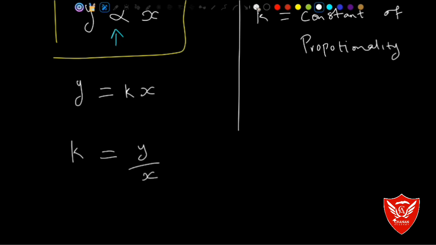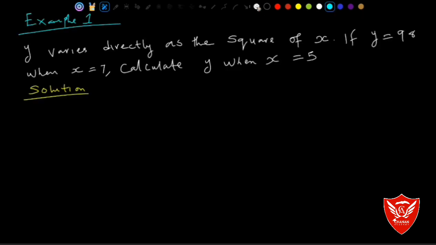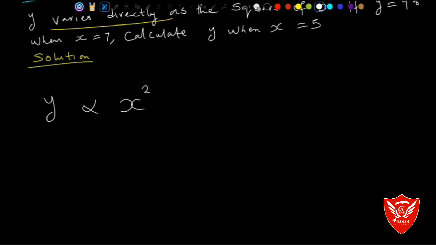Alright, we are going to take some examples so we can explain this much better. The first example says that Y varies directly as the square of X. If Y equals 98 when X is 7, calculate Y when X equals 5. From the question, we already see that the variation is a direct variation. So we can say Y varies directly as the square of X, not just X, but the square of X. Now, to introduce the equality sign, like I earlier mentioned, it becomes Y equals K X squared, introducing the K, the constant of proportionality.